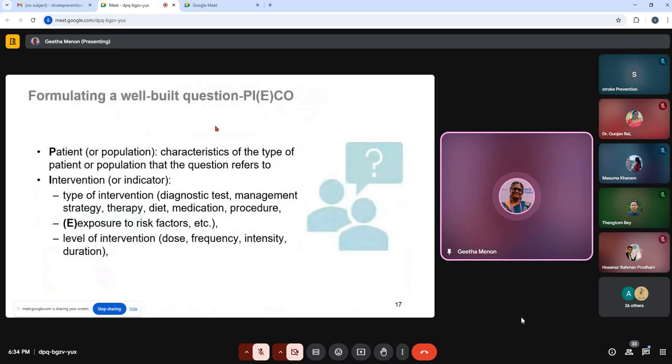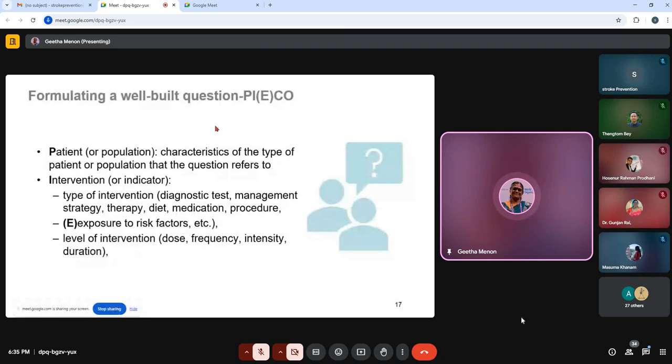Now, a well-formulated research question is in the format that is usually called PICO. What is the PICO here? PICO is the population, which primarily relates to the characteristics of the type of patient or the population that the research question or the health condition refers to. And the intervention is a type of intervention.